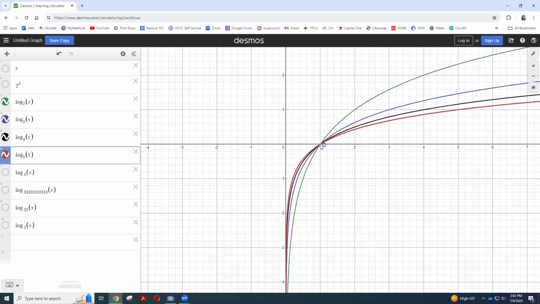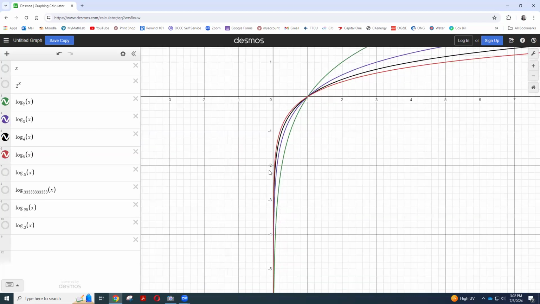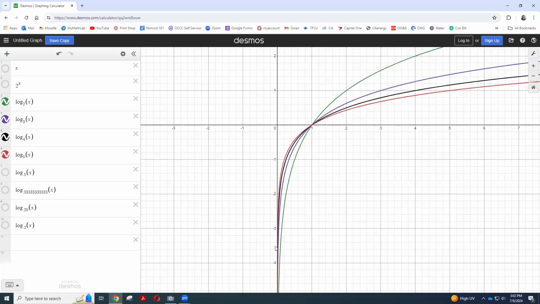So notice that they all have a lot of things in common. Instead of having a y-intercept that's the same, now they have an x-intercept that's the same, all crossing at (1, 0), no matter what that base is. Also, they all have a vertical asymptote right here of x equals 0.